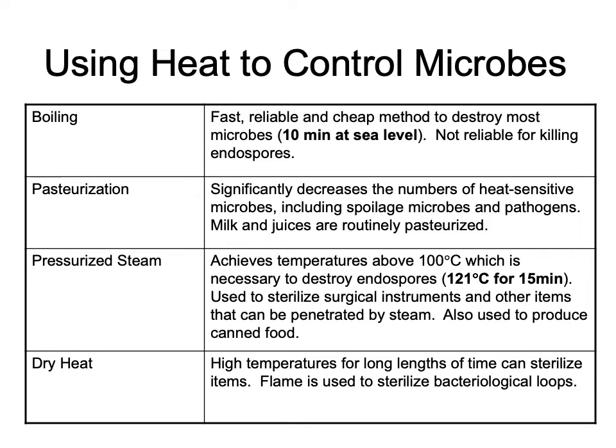Pressurized steam can be used. I'm going to talk a little bit more about how pressurized steam can be effective. It's often used for sterilizing surgical instruments. You can also use it for canned food purposes. Dry heat is what we use in the lab. We can use a Bunsen burner flame and we can sterilize our loops before we take a sample in order to culture it. So using things like a fire or a flame, that would be dry heat.